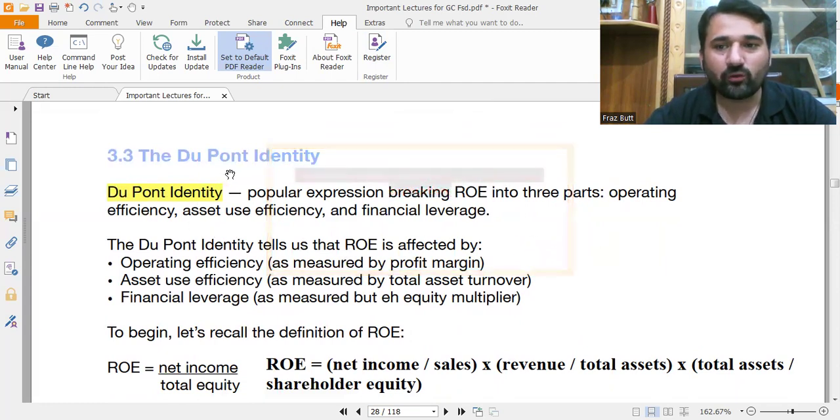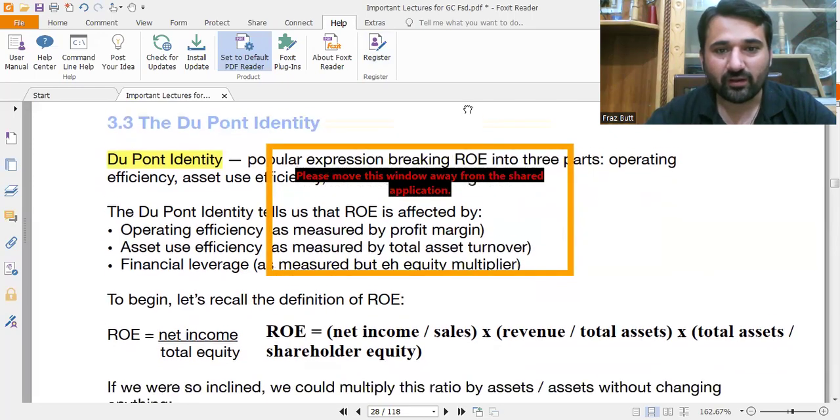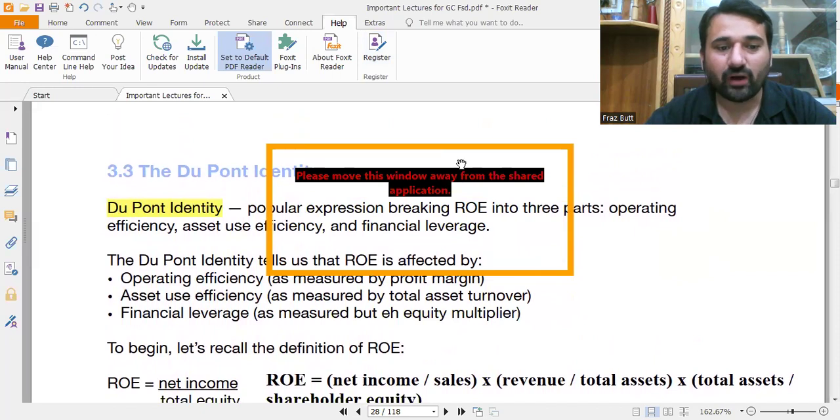Okay, now today we are going to study about DuPont identity. DuPont identity, basically this name is given because of the DuPont Corporation, which actually devised it, and it gave a formula for calculating the return on equity, ROE. The popular expression breaking ROE into three parts.